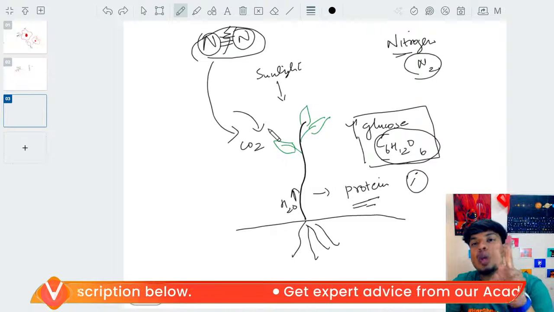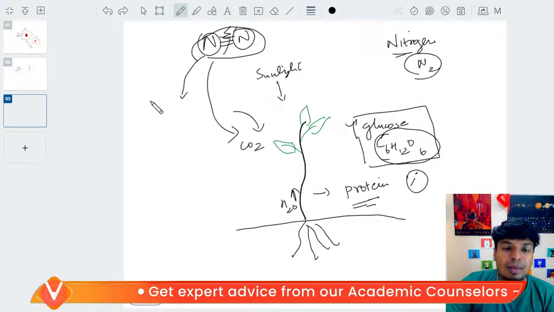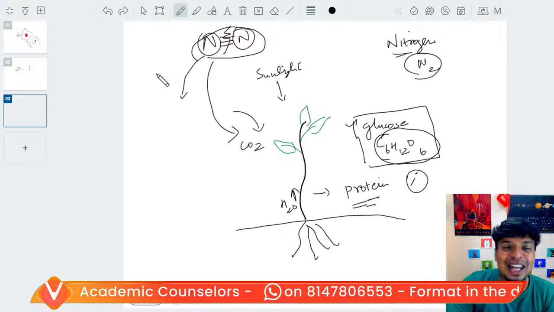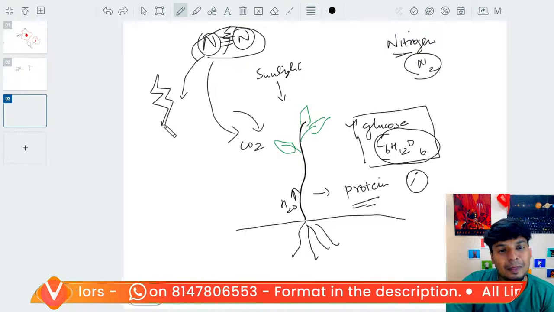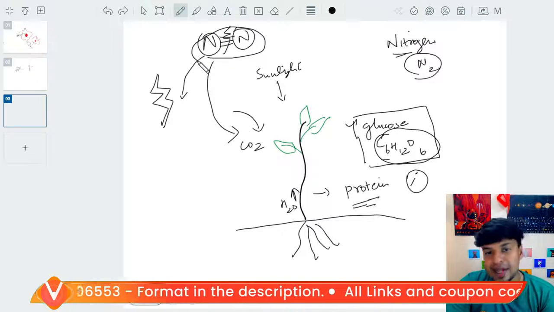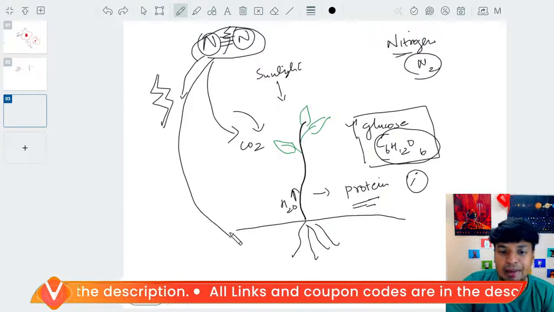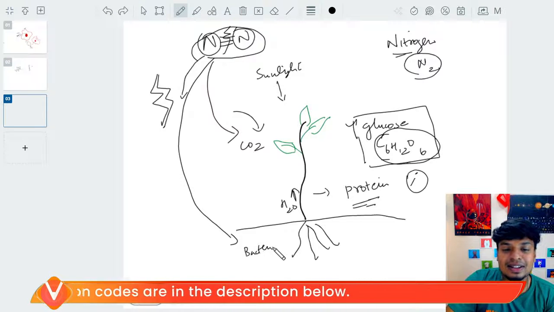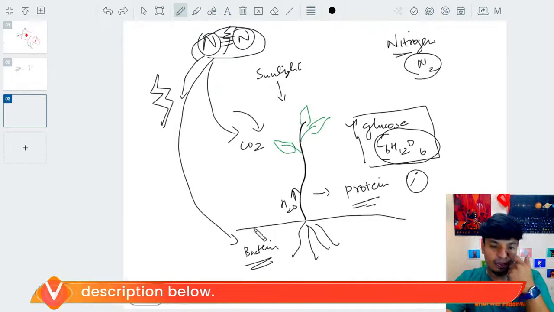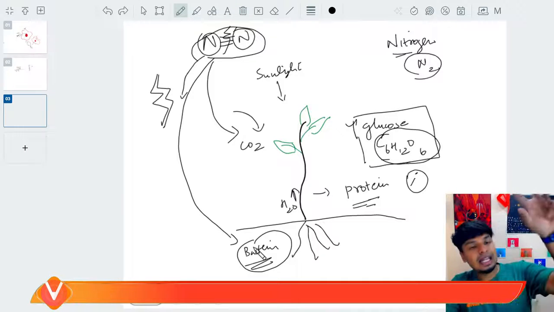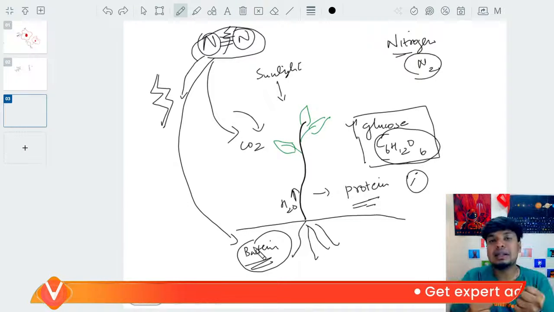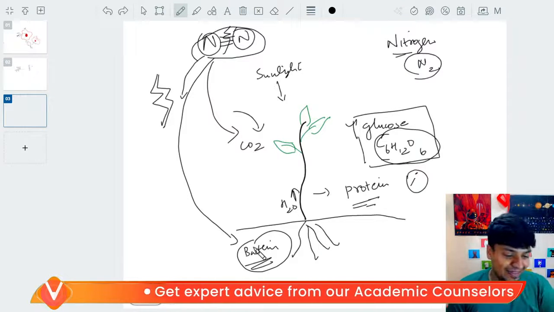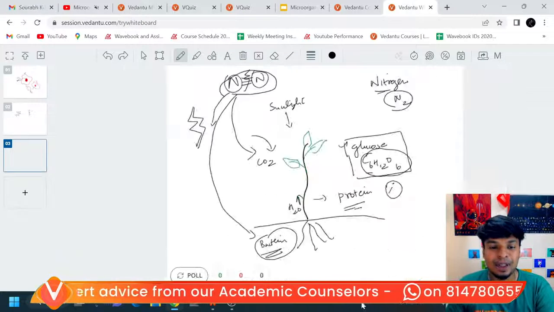Very simple. There are two ways. The first way is by calling Thor. Thunder. So during lightning, the nitrogen bond breaks, or by using the help of our heroes, which are nitrogen fixing bacteria. The bacteria present in the soil will take that nitrogen, break that bond and give it to the plants. So we will see how that happens. Okay? Now check this out, guys.